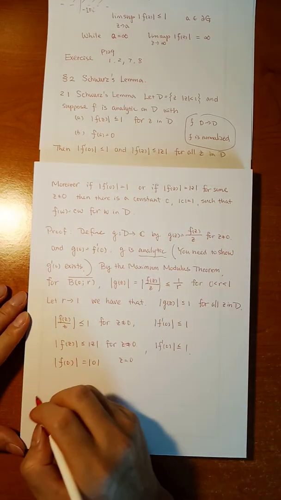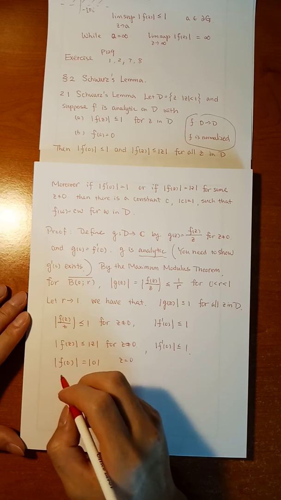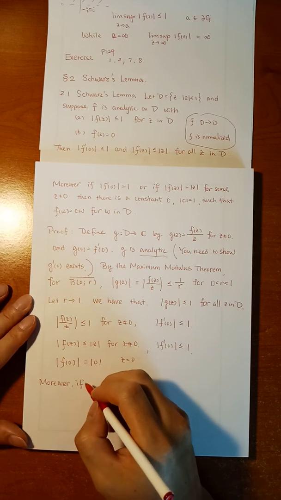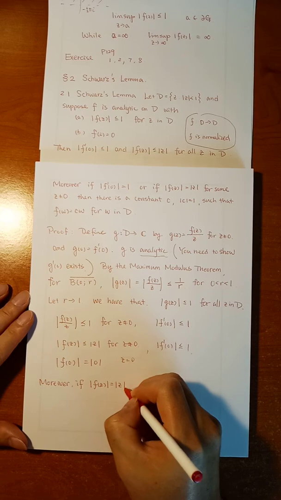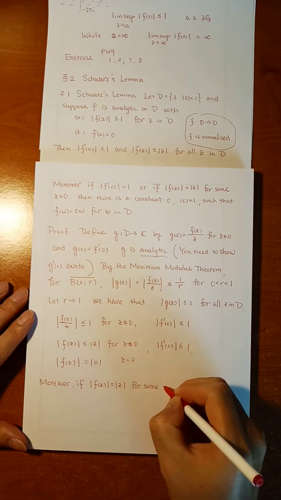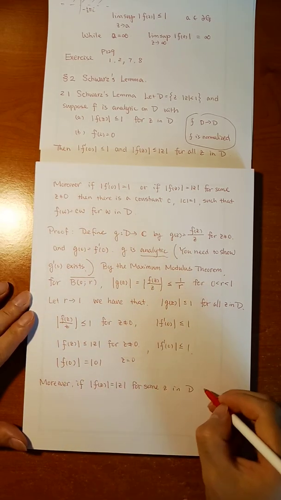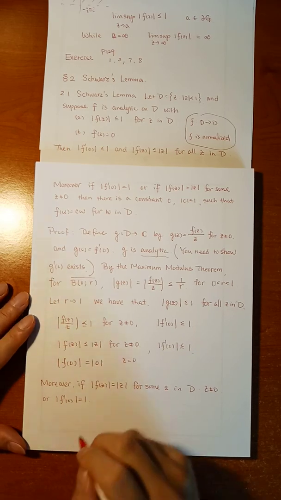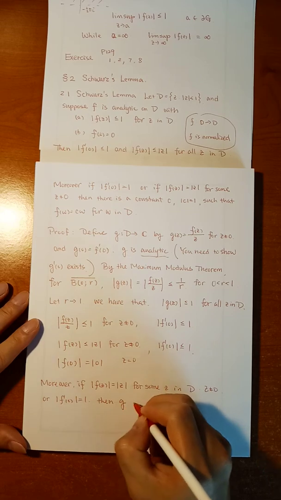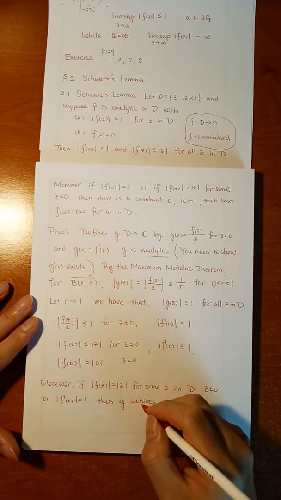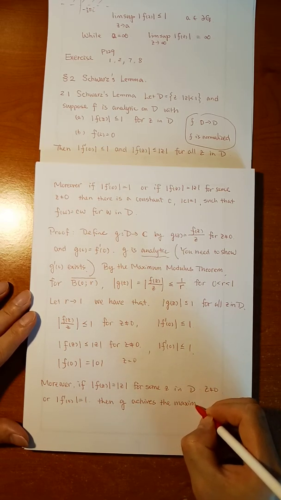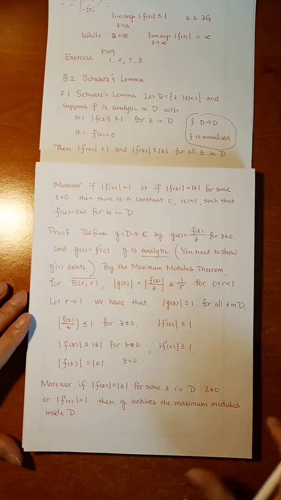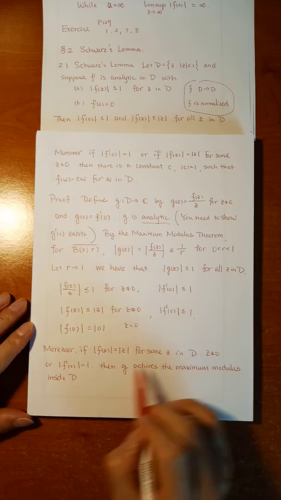So moreover, if the absolute value of f of z is equal to the absolute value of z for some z inside D, and z is not equal to 0, or f prime of 0 is equal to 1, then this means g achieves the maximum modulus inside D, right? Because you see, inside D, this is g of 0.